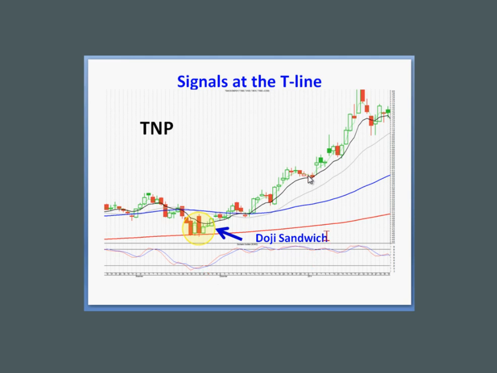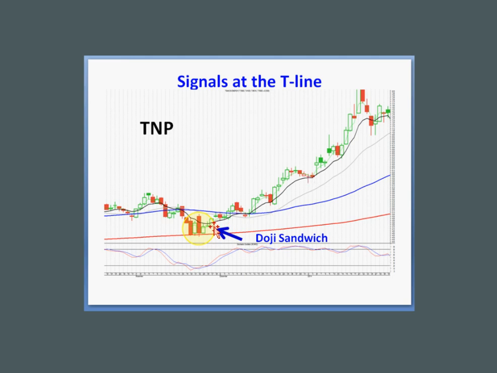So anyways, notice the doji sandwich. Oh boy, Richard, I don't know how to help you there. You might have to log off and log right back on again.